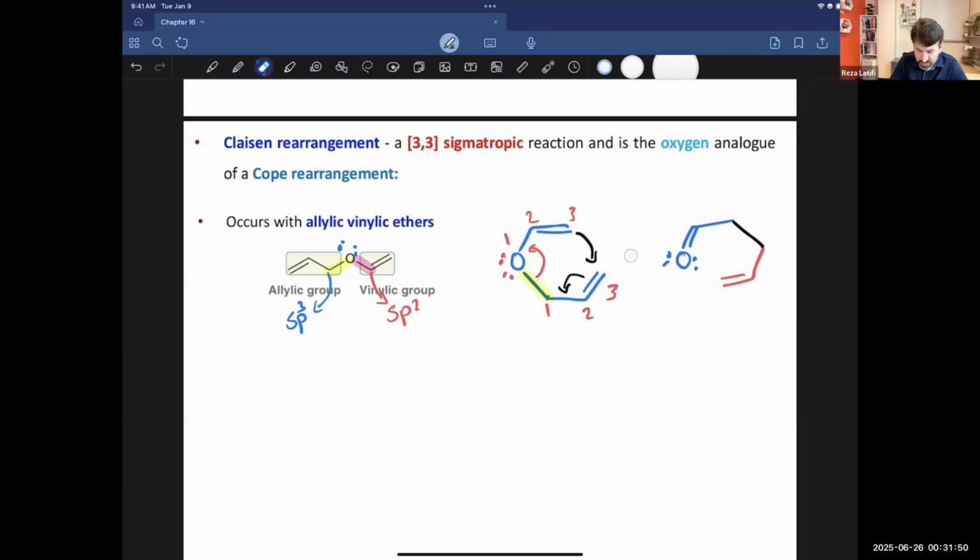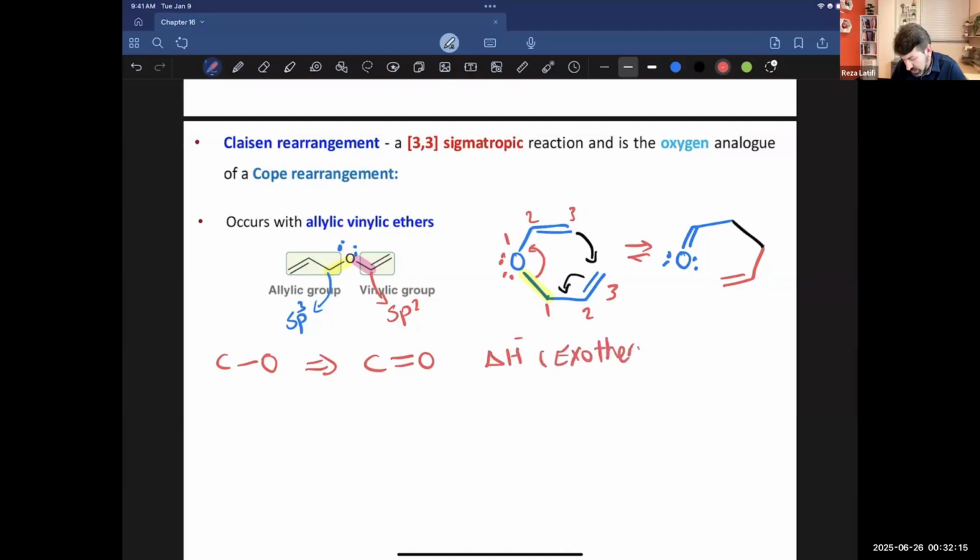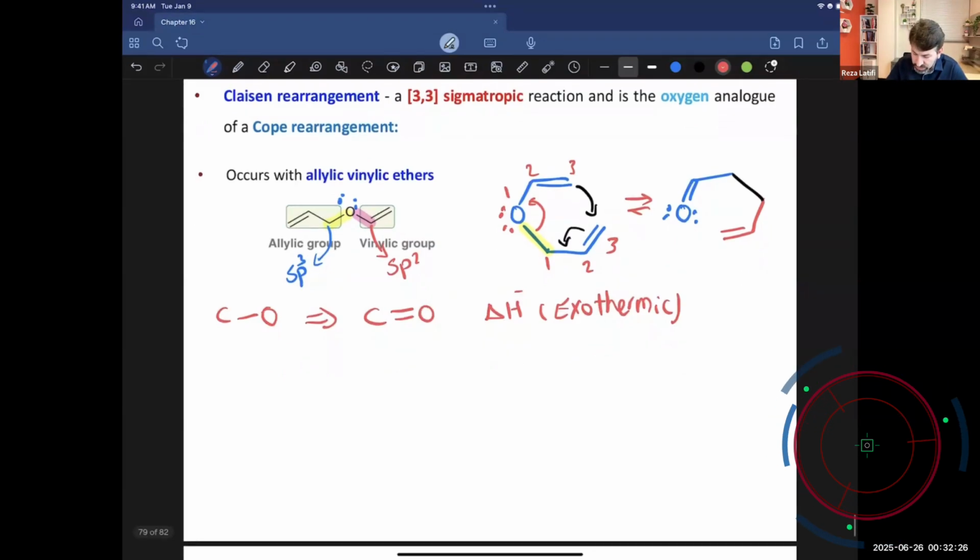The question is, what's the driving force of this chemical reaction, and why does this reaction move to the right side? The reason for it is that we turned a C-O single bond into a C=O double bond. The delta H of this reaction is going to be negative, so this reaction is exothermic. So the driving force is getting a more stable chemical bond, which is technically a carbonyl functional group. Again, we can label this one as 3,3.